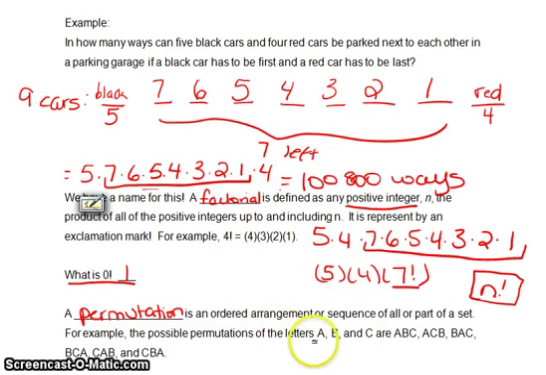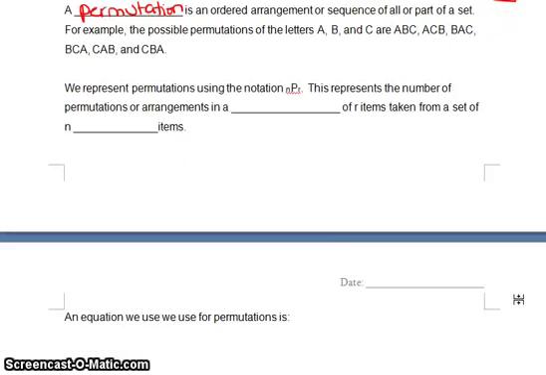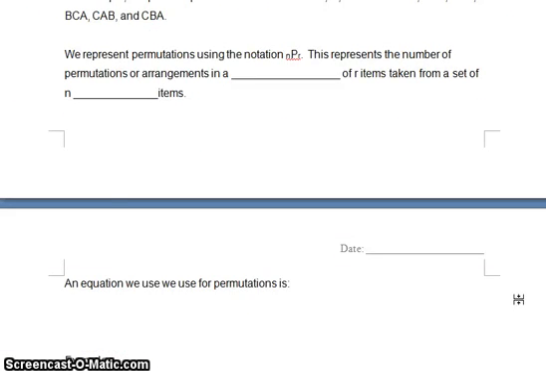But for this one, it could be any possible combination. Doesn't matter if we repeat letters or what we do. So that is essentially a permutation. It's an ordered arrangement. So we can represent permutations using the notation n subscript, P subscript r. This represents the number of permutations or arrangements in a definite order of r terms taken from a set of n definite items.